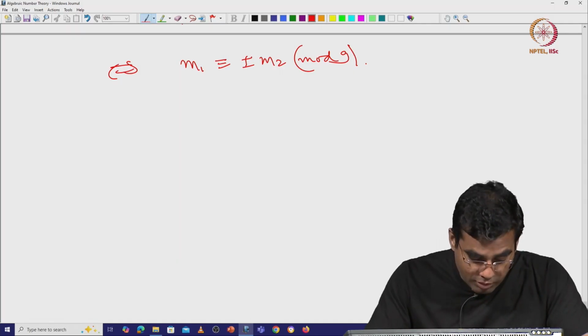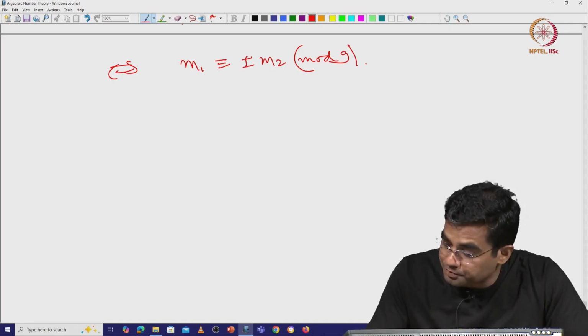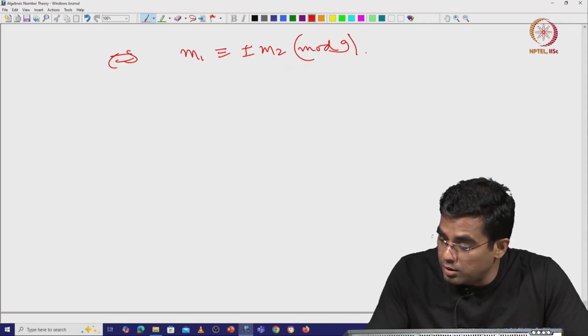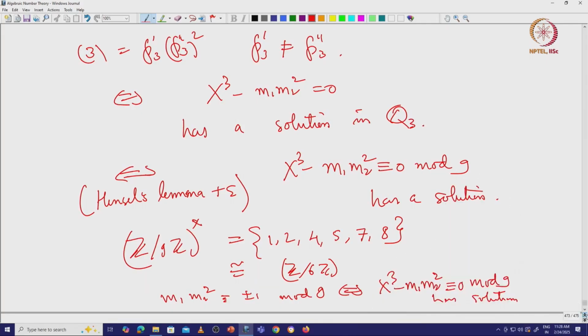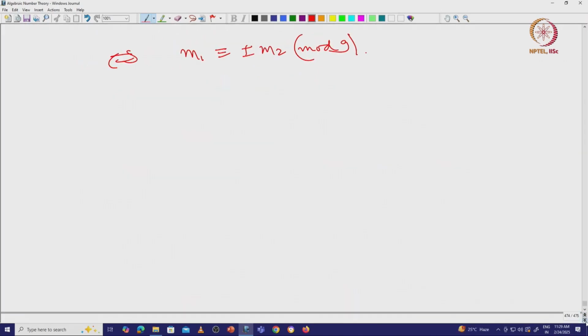So, m1 times m2 squared congruent to plus minus 1 mod 9 is the same as m1 congruent to plus minus m2 mod 9. I did not say that properly. You have to do some checking there, but this can be checked easily.